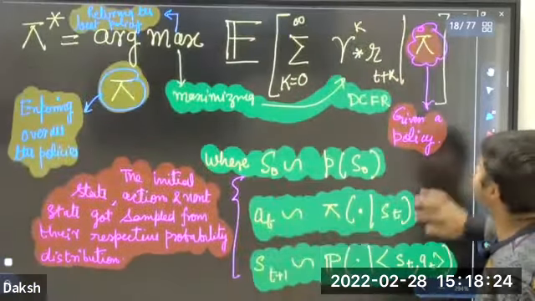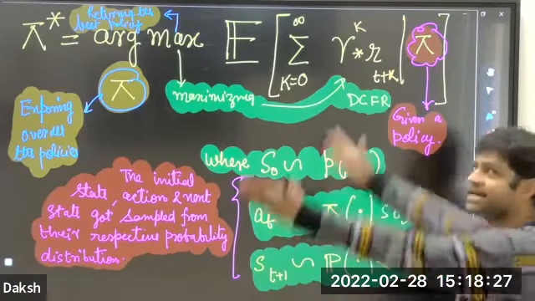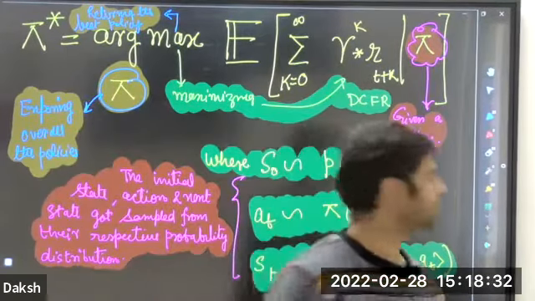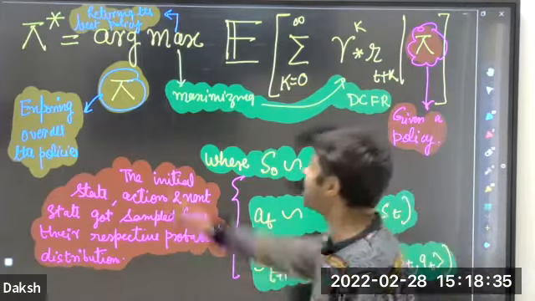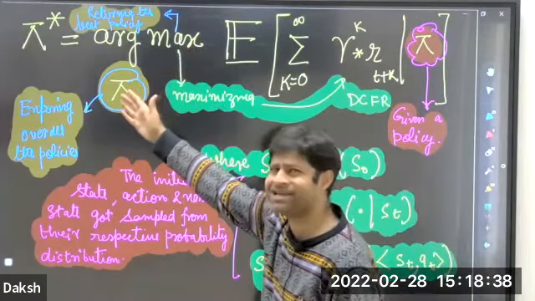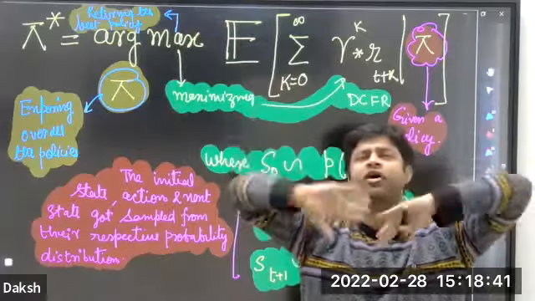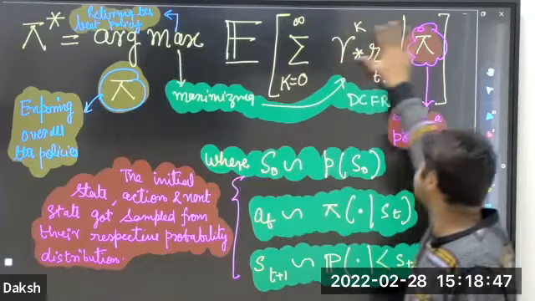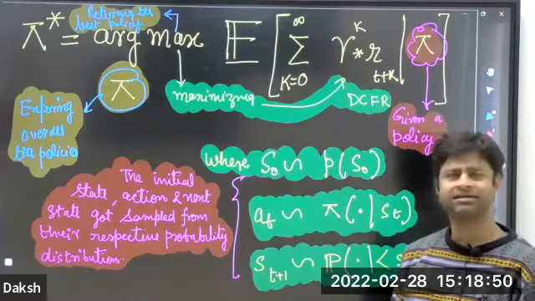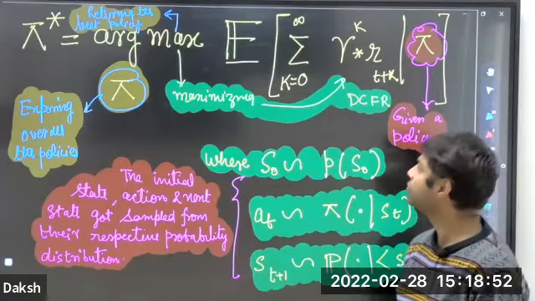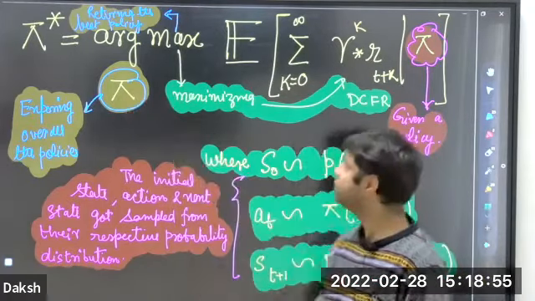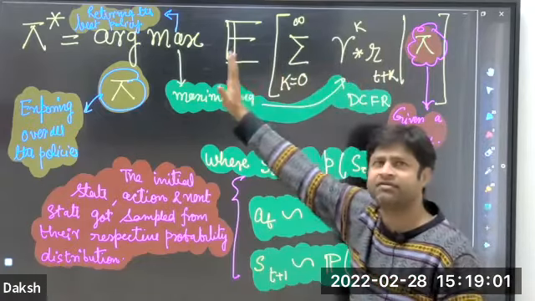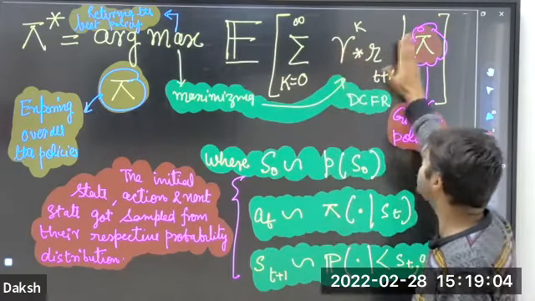So use your pen and paper. Pi-star. What is my pi-star? You write arg max over all pi's. There are a huge amount of pi's. Out of all the pi's, we need to find that pi for which this term is going to be maximized. Clear? Simple. So over all pi's, we are maximizing this term. What is this term? Expected value, later we will see. What is this? This is the DCFR, given pi.